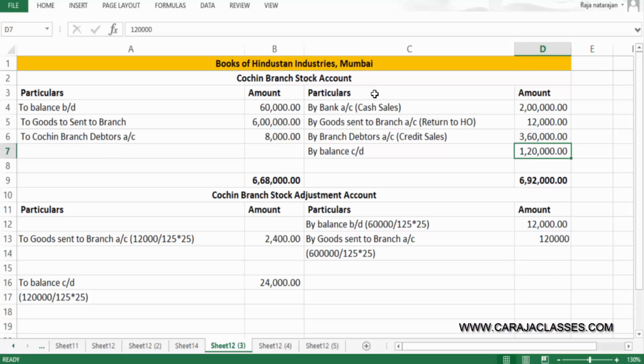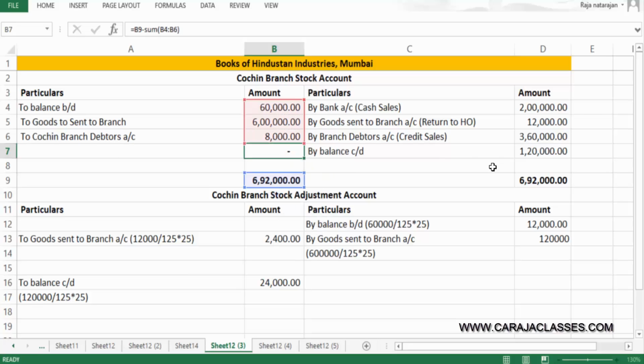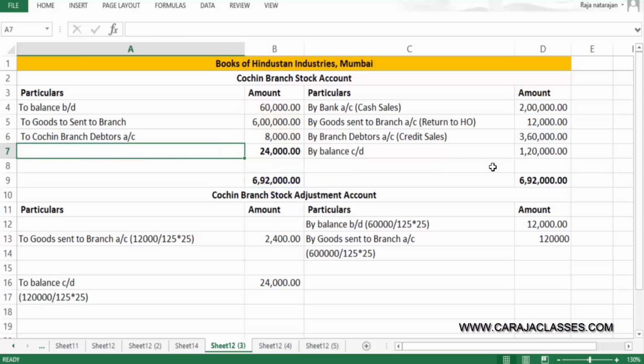So now what is happening here? On the credit, you have these items. The total is 692. On the debit, there is a gap, because on the debit there are only 3 items. It means I can maintain this total 692, and there is a difference, 692 minus the sum of these 3 items, and it is 24,000. So this is surplus.